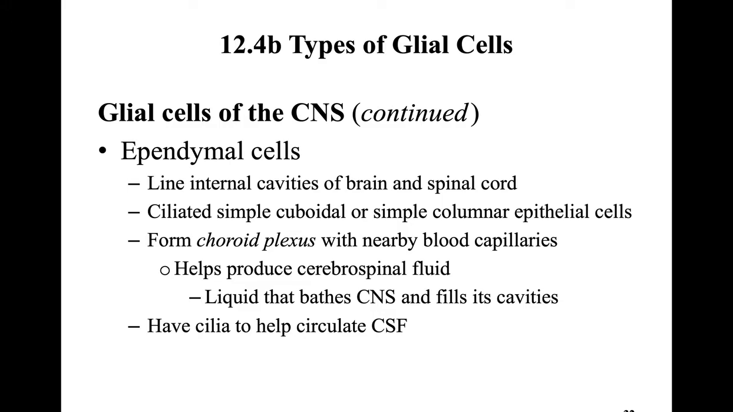Let me say that one more time. The choroid plexus has within it epidermal cells, and these cells, called epidermal cells, produce cerebrospinal fluid. So we'll see a little bit later that we have a choroid plexus, within it are epidermal cells, and these epidermal cells produce cerebrospinal fluid. We make and circulate about 500 mils of cerebrospinal fluid. Okay, moving on to the next slide.